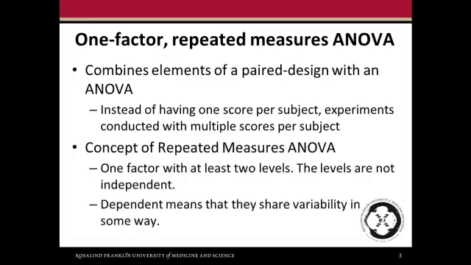Conceptually, for repeated measures ANOVA, we have one factor with at least two levels. If we had only two levels, we would be doing a paired sample t-test. And these levels are not independent, meaning that they share variability in some way. So if we have repeated measures on a particular individual, for instance, over time. Okay, so the levels are not independent because we have measurements taken on the same individuals.